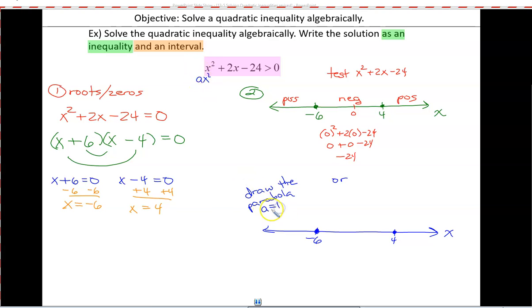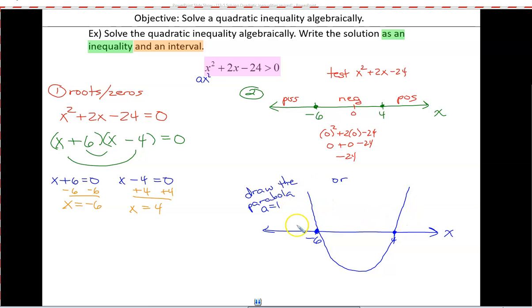When your a is a positive number, there is no x-axis reflection, which means your parabola opens up and passes through your zeros. Whenever a is a negative number, that means there is an x-axis reflection, and your parabola opens down, passing through your zeros. Here a is positive, so we know our parabola opens up like this.